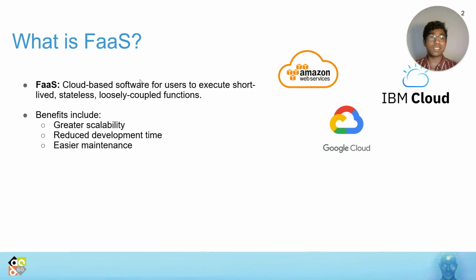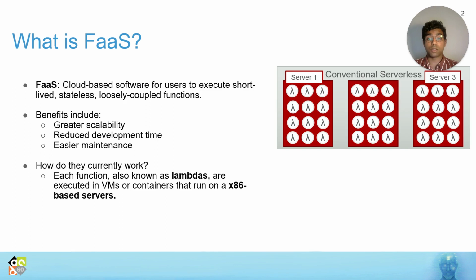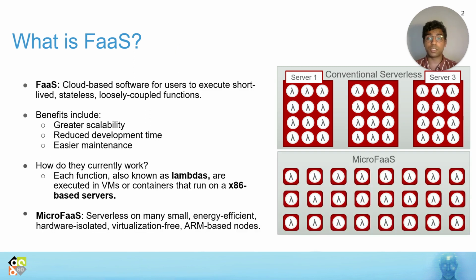So what is FaaS? FaaS is a cloud-based software used to deploy and execute short-lived, stateless, and loosely coupled functions, also known as lambdas. And the benefits include greater scalability, reduced development time, and easier maintenance. The current implementation of FaaS uses x86 servers, and it runs on either virtual machines or containers running on these x86 servers. Some of the disadvantages of this model are performance variation and, due to the nature of the workload functions, unpredictable cold start latency. Instead, the proposed solution, MicroFaaS, aims to run each serverless function on an energy-efficient, hardware-isolated, virtualization-free ARM-based node.